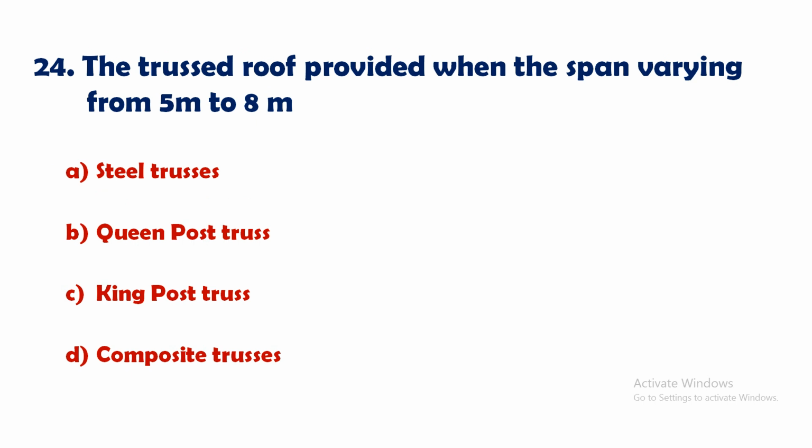The trussed roof provided when the span varies from 5 meter to 8 meter is steel trusses, queen post truss, king post truss, composite trusses. The trussed roof provided when the span varies from 5 meter to 8 meter is the king post truss.